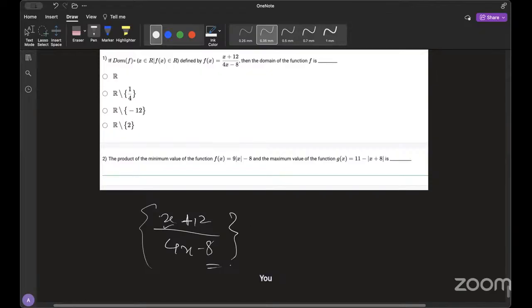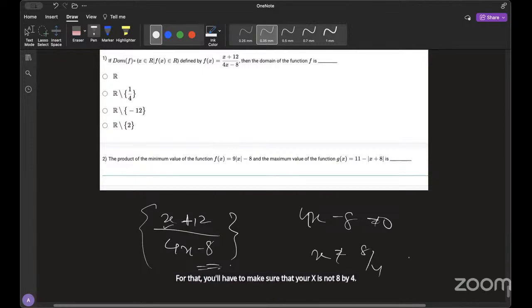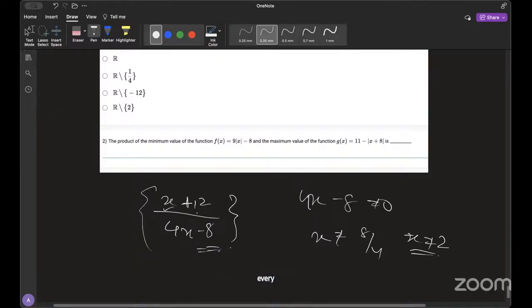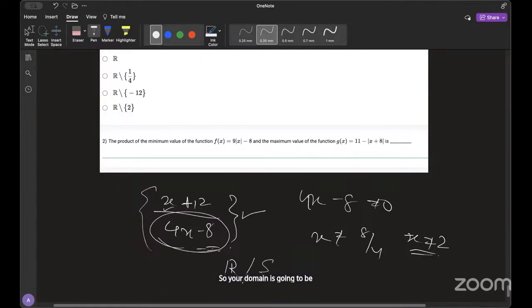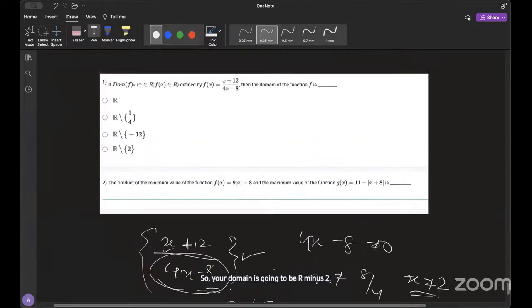Maybe you have to put the values of x so that this value is a real number. So 2 cannot be possible because the denominator would be 0. You have to make sure that your denominator is not 0. For that, you'll have to make sure that x is not 8 by 4, which is, x is not 2. So you can't take x to be 2. Every other real number you can take. If you put any other real number, the denominator is not 0. That's why this function is defined. So your domain is going to be R minus 2. Is this fine?